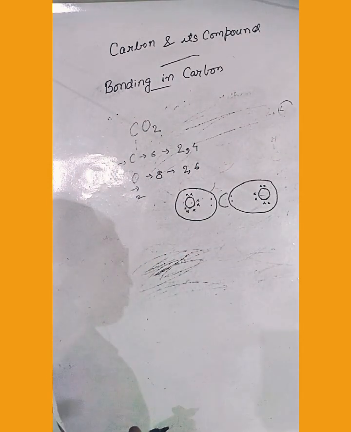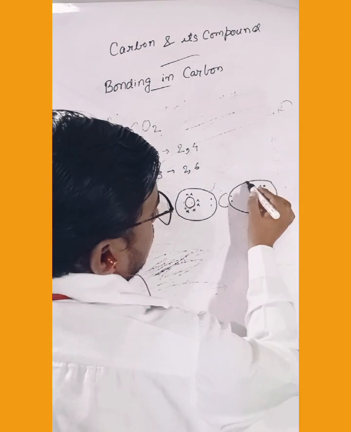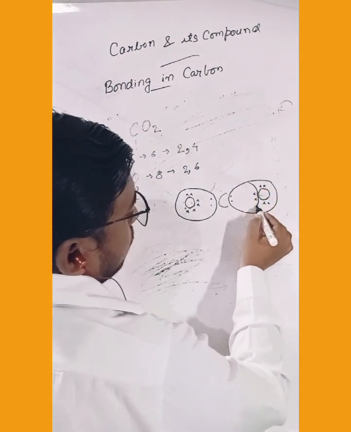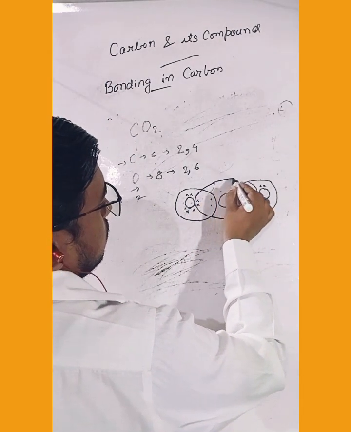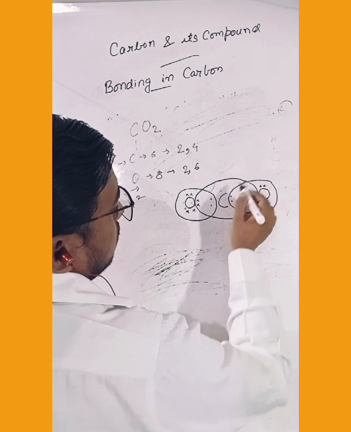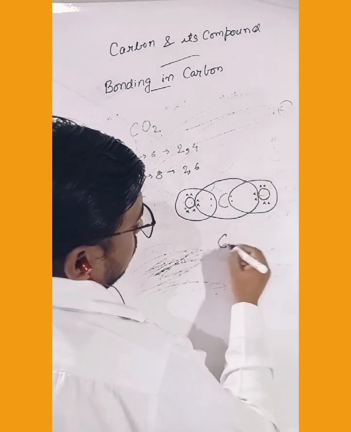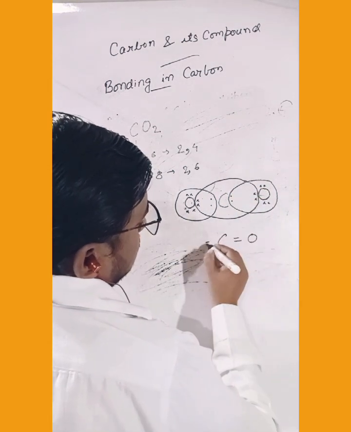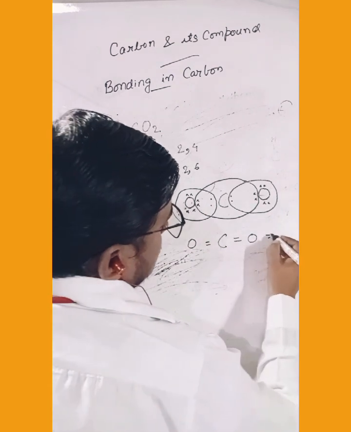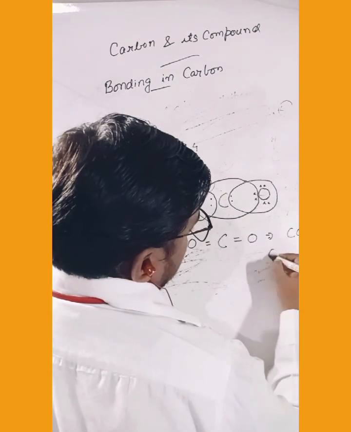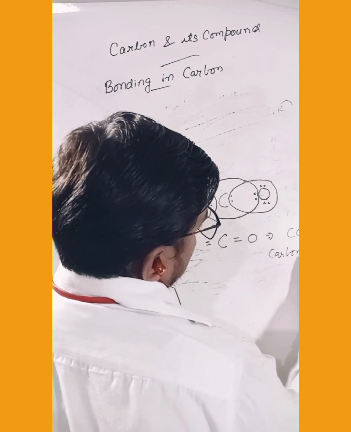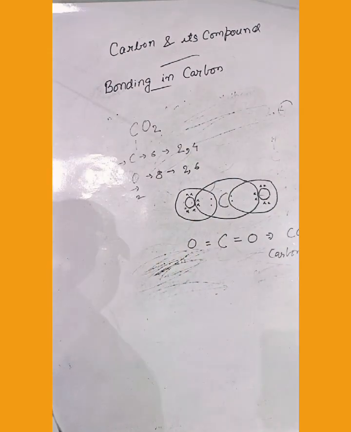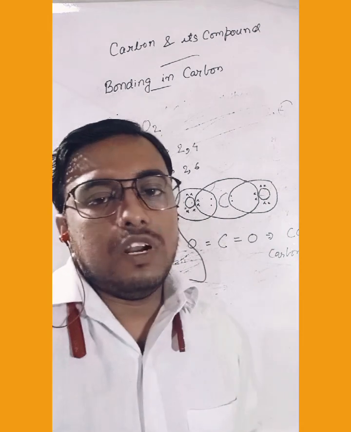Now it is the turn of carbon to complete its octet. So it is going to take this electron and this electron, and form a double bond. Carbon is double bonded with oxygen. The structure is CO2, carbon dioxide. So this is the formation of carbon dioxide.